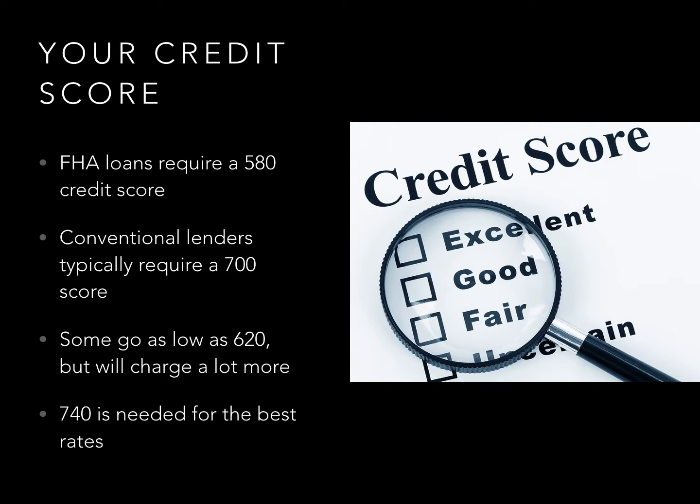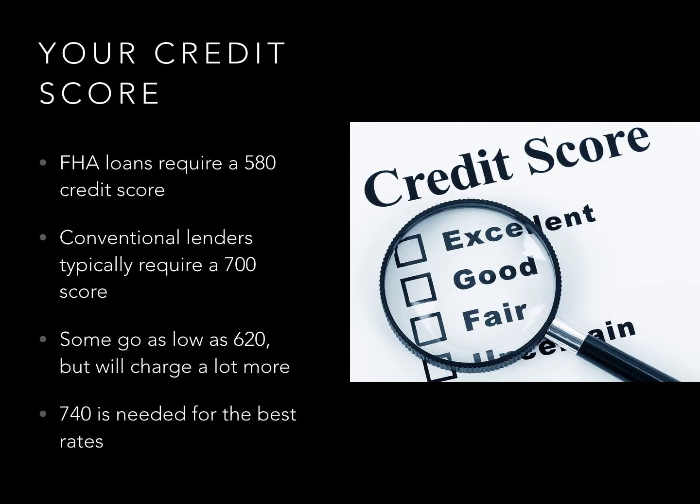So your credit score needs to be good. You need to have good credit to get a loan and a mortgage. That makes sense. What numbers are important? Well, if you want to get the best rate possible, 740 is what you need. You need to have at least a 740. A conventional lender typically requires a score of at least 700 if you just want to get a mortgage. FHA loans require at least a 580.